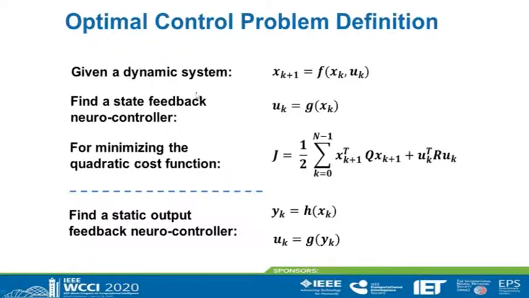After this problem is complete, we want also to train a static output feedback neurocontroller given by this expression. It's a neural network with U depends on the measured output Y, and the measured output Y depends on the state vector X.